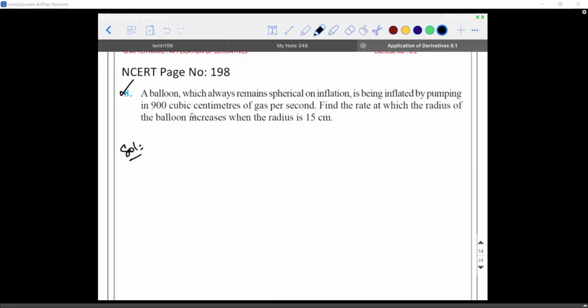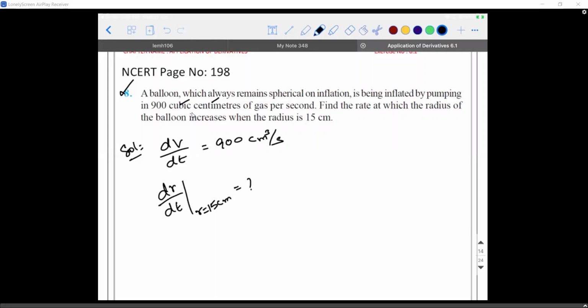So solution. Cubic centimeter is the unit of volume. So dV by dt in this case is how much, guys? 900 centimeter cube. Yes. Find the rate at which the radius of the balloon increases when the radius is 15 centimeter. dr by dt when r is equal to 15 centimeter is how much?